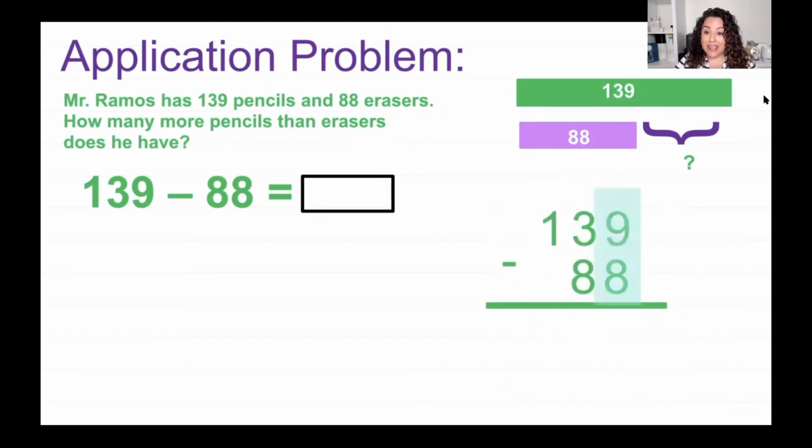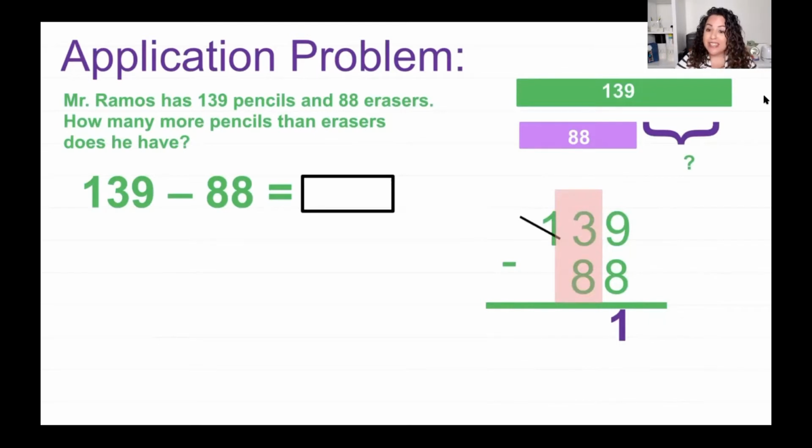I have 9 ones take away 8 ones, and since there's more on the top, I just need to put my 1 down, and that's my answer. Now let's look at our tens. More on the top or more on the floor? More on the floor, so go next door and get 10 more.